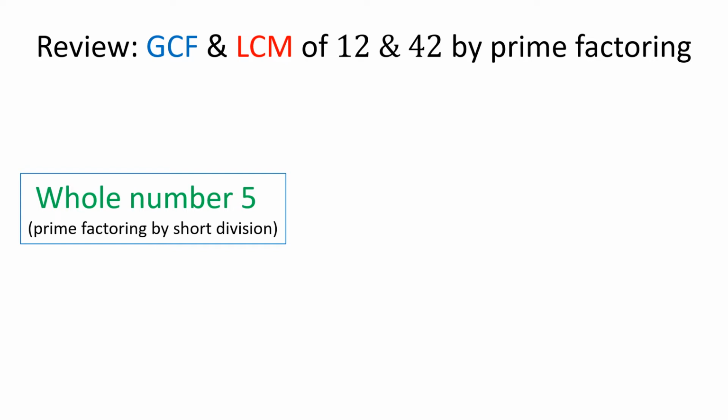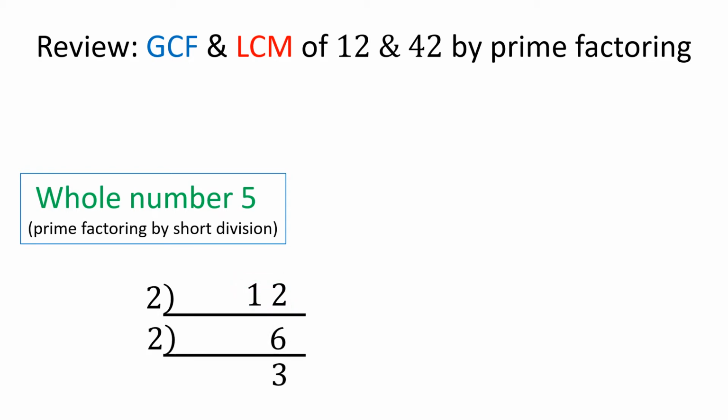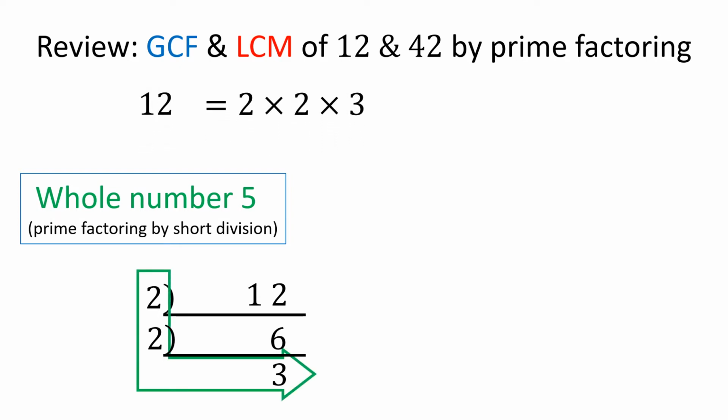12 can be divided by 2. Consider 1. There is no 2's in 1. Then consider 12. 12 divided by 2 is 6. Then 6 can be divided by 2, and it becomes 3. So 12 can be expressed as 2 times 2 times 3. Let's express this in ascending order with exponents, and it'll be 2 squared times 3.